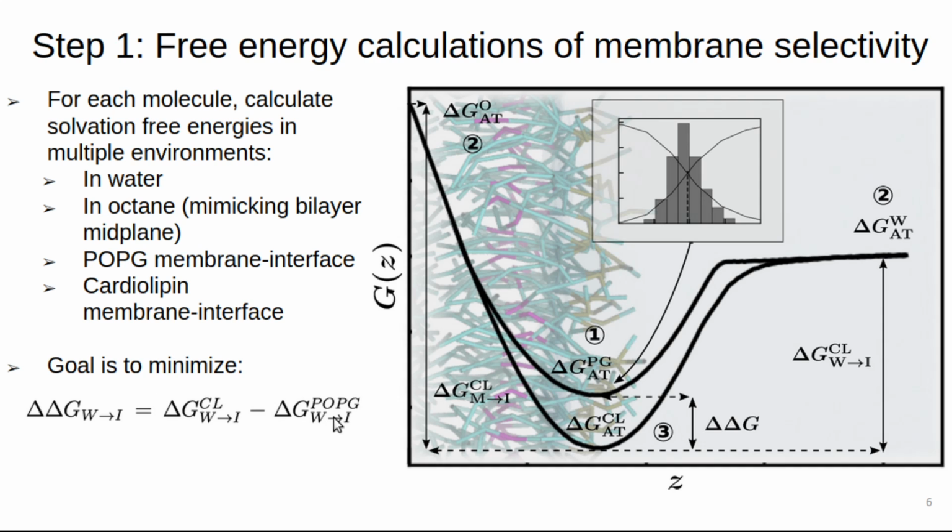cardiolipin, but not POPG. So we elect to use POPG here because POPG is chemically and structurally the most similar to cardiolipin. In principle, we could perform this calculation for each different phospholipid bilayer. However, this would be very expensive, and rather, we suppose that if a molecule is found to be selective to cardiolipin over POPG, it is also likely to be selective to cardiolipin over other phospholipid bilayers.